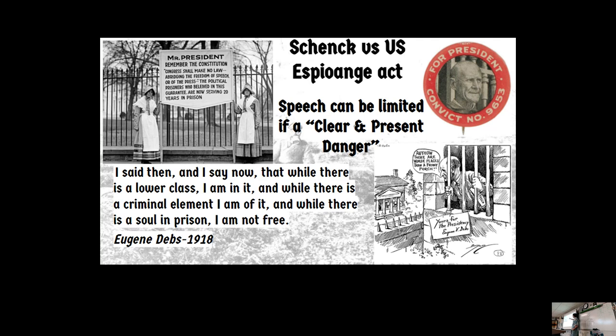And so, this is a button that his supporters wore in 1920, a year after the war. He ran for prison. This cartoon's about it too. Did I say ran for prison? Ran for president while sitting in a federal prison in Atlanta, Georgia, and got 1 million votes. And so Debs was probably one of the most popular Americans. But then also some people absolutely despised him because of his opposition to the war and his stance for unions.